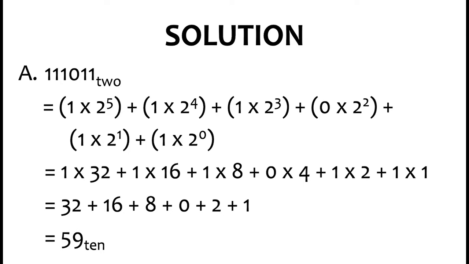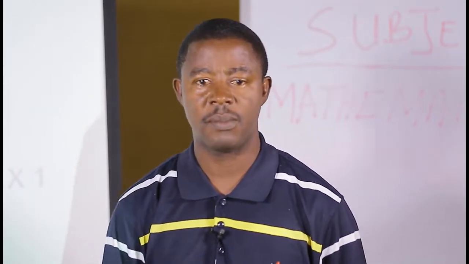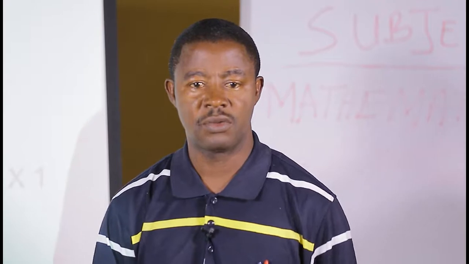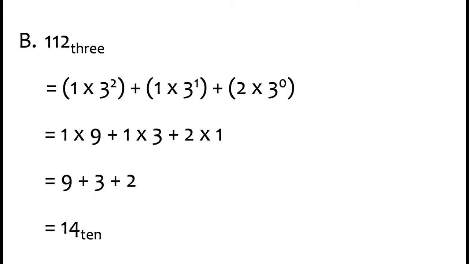So 59 base 10. If you convert it to base 2, you will have 111011 base 2. You can make that confirmation if you wish. Just convert 59 base 10 to binary. You will have that result. It's a way you can check yourself. Then solution to number B, we have 112 base 3.